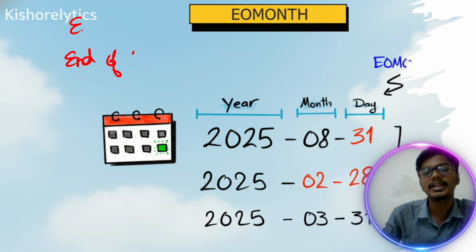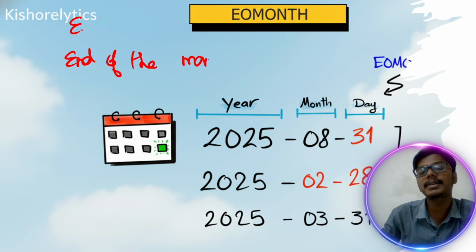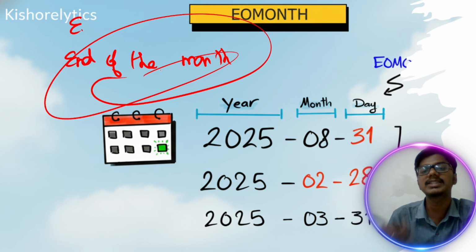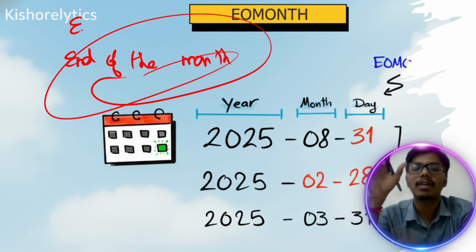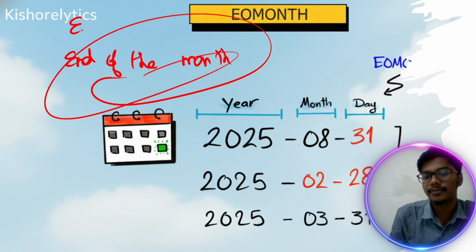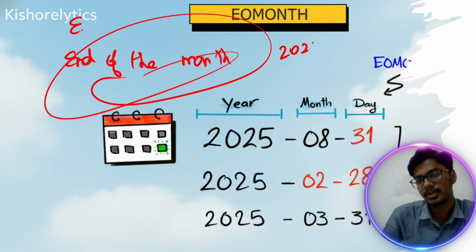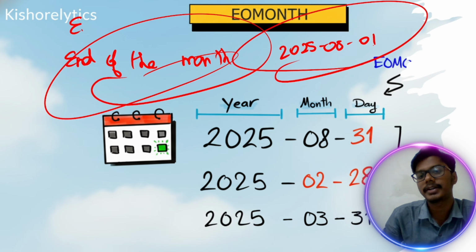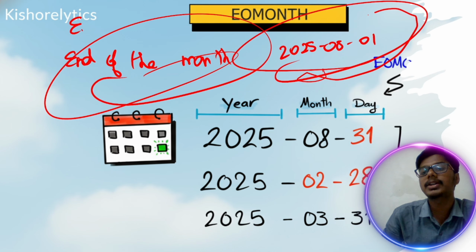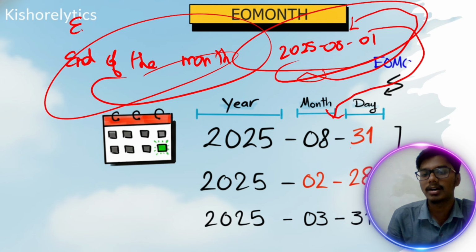End of the month. So what is meant by the EOMONTH? If I give this particular date, 2025-08-08, August 8th, my birthday, to the EOMONTH, I will get as output the 31st August 2025.